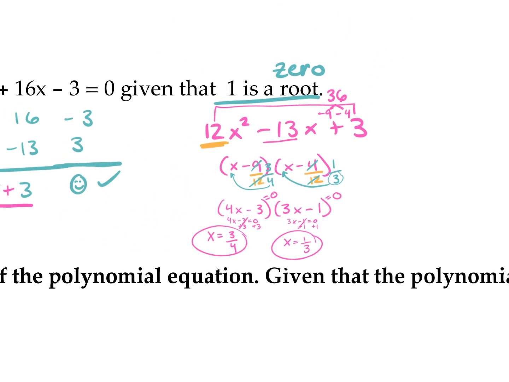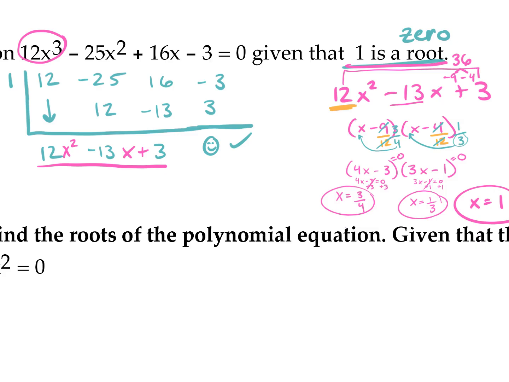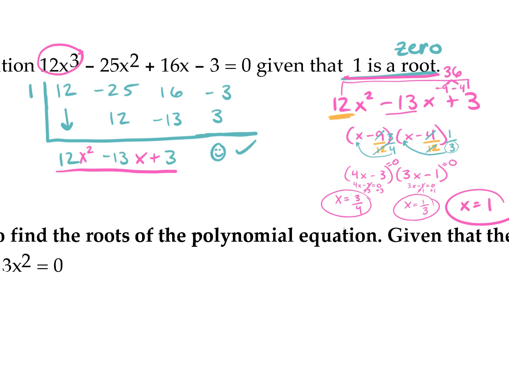So here's two of our answers. What was the other answer? 1. Awesome. The one that was given to us was 1 is a root, so x also equals 1. And then in the beginning, since our highest degree was 3, we knew that we were going to have 3 answers. So these are 3 answers, or our 3 zeros, or roots.